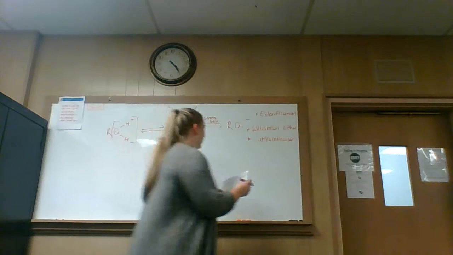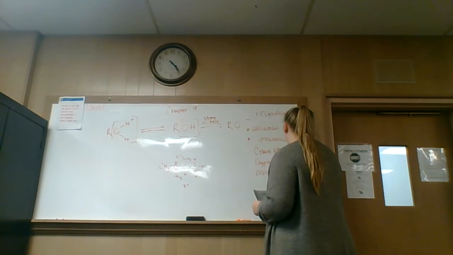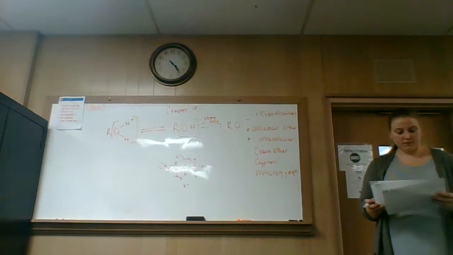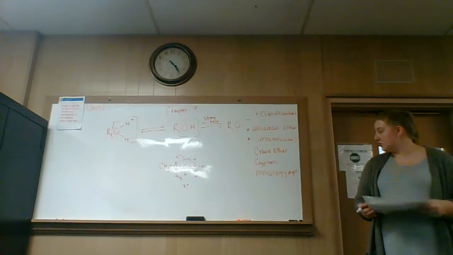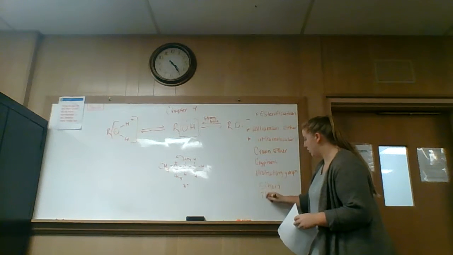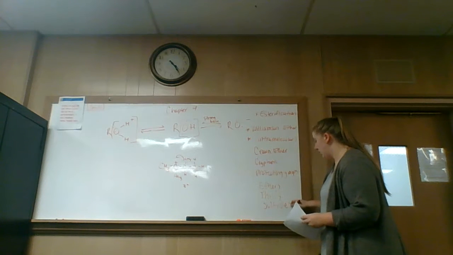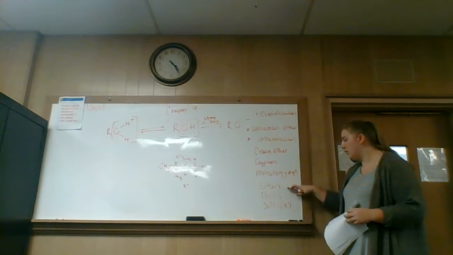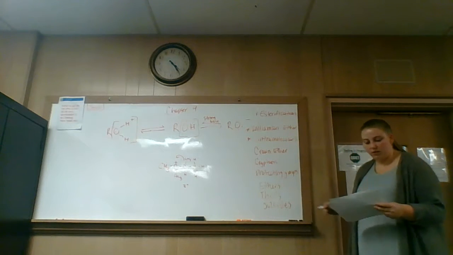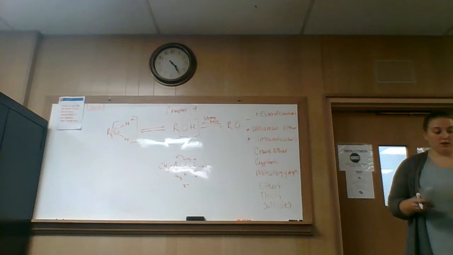Some vocab terms you should know: crown ethers, cryptands, protecting groups. Functional groups you should know: ethers, thiols, and sulfides. Sulfides are probably the least of those. Definitely look at ethers, definitely thiols. If you have a chance, look at sulfides. Those are really the big ticket items.